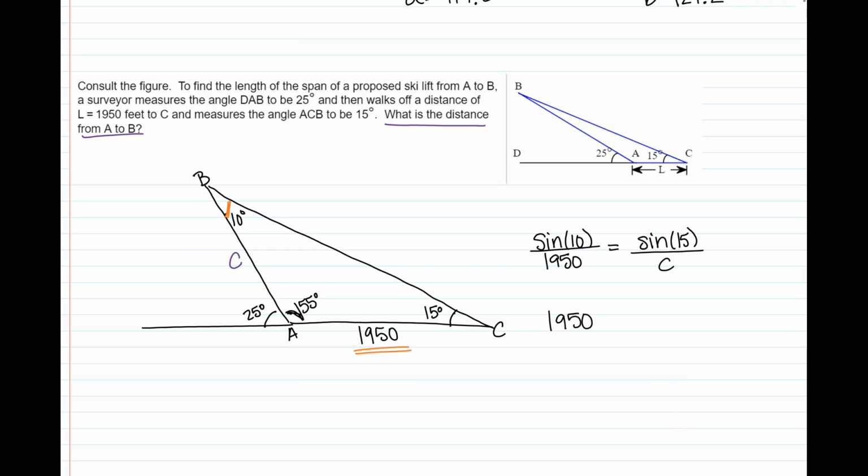And I'm going to cross multiply. And I'm going to divide both sides by sine of 10 so that I can get side C by itself. And then I'm going to put all of that in my calculator. So 1950 times sine of 15 divided by sine of 10 gives me 2906.4 feet.